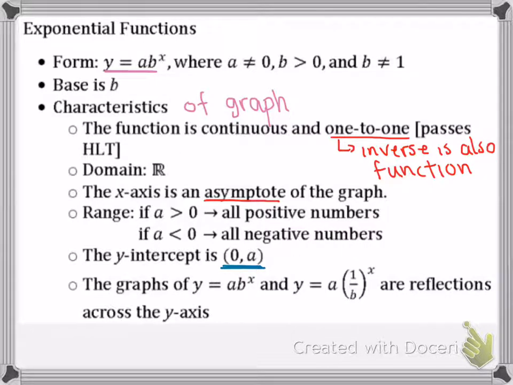Now, the graphs of y equals a times b to the x and y equals a times 1 over b to the x are reflections across the y-axis, because y equals a times 1 over b to the x is the same thing as y equals a times b to the negative x. Okay, so whenever we see this negative in that exponent, that negative in the exponent tells me that it is a reflection over the y-axis.